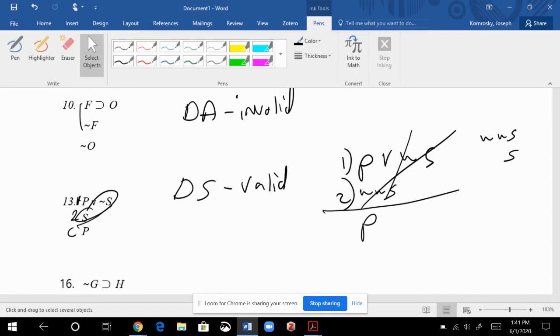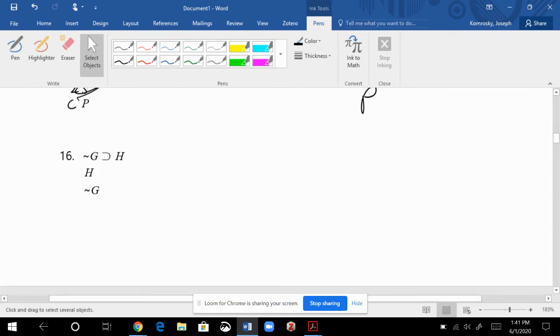So moving along, let's do 16. If you want to push pause and think about it and then come back, it is affirming the consequent.